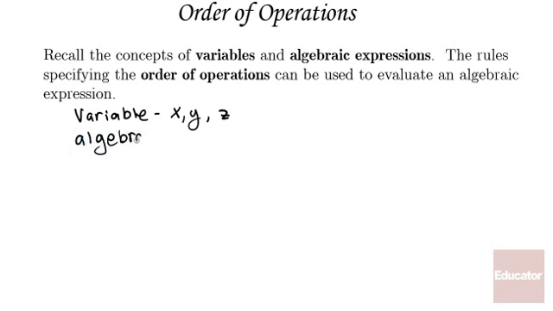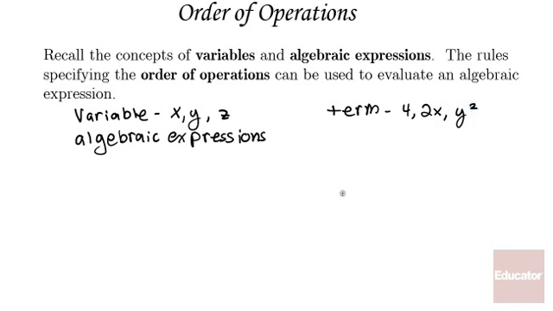Algebraic expressions means that terms using both variables and numbers are combined using arithmetic operations. So remember that a term is a number or a variable or both. So a term could be 4, that's a constant and it's a term. It could be 2x, it could be y squared.